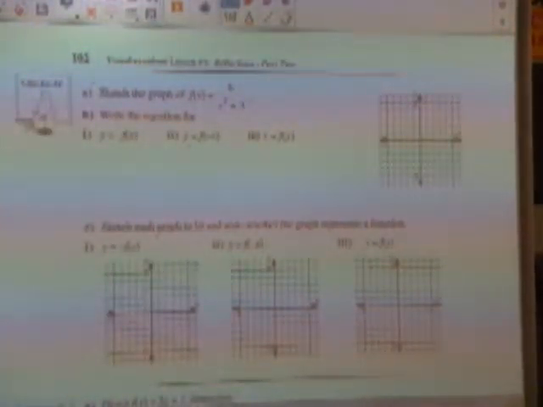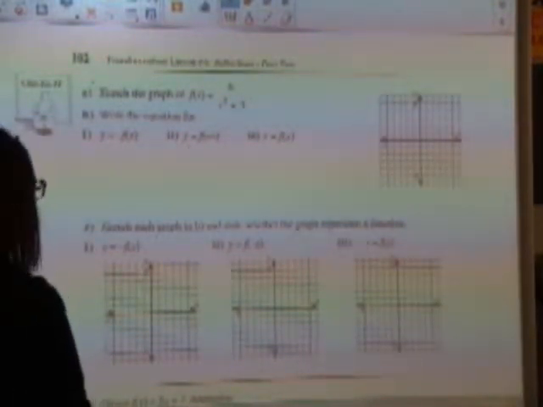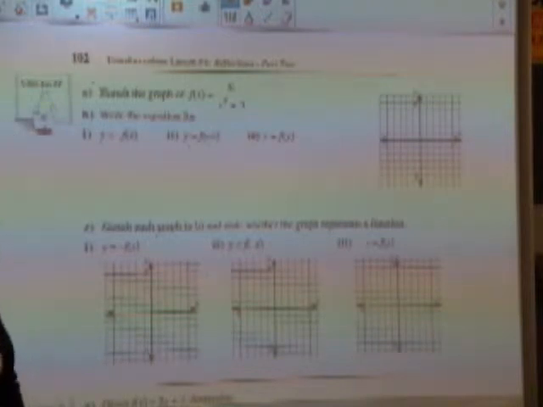So if we look at class example number 4, we're asked to start off by sketching the graph of f of x equals 6 over x squared plus 3. So use your graphing calculator to help you sketch that, please.